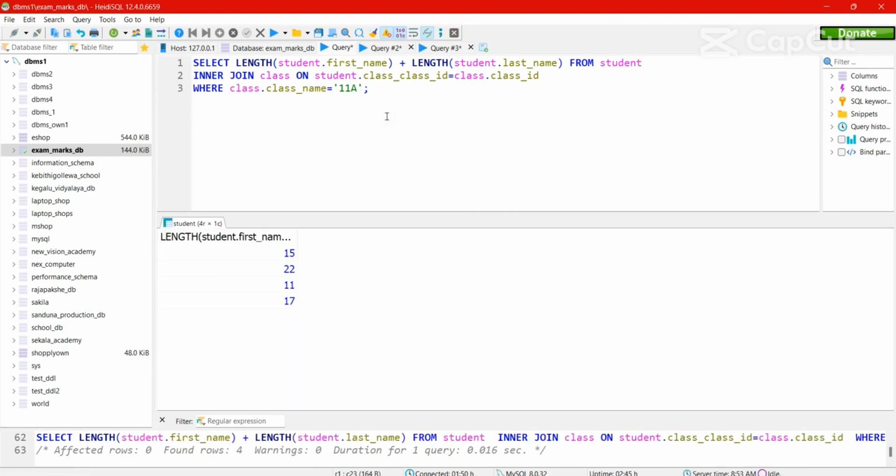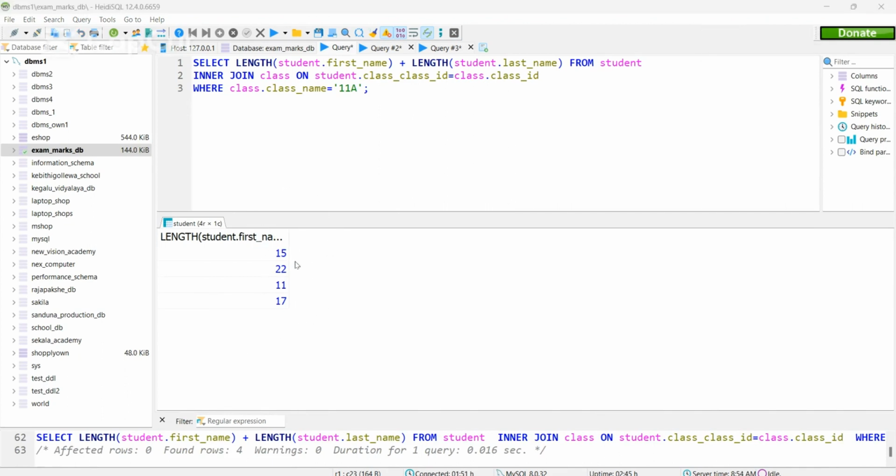Let's execute this. You can see here there are 4 students in class 11A, and the first student has 15 characters in his full name. The second one has 22 characters. The third one has 11 characters, and the fourth one has 17 characters. So this is the answer for the third question.